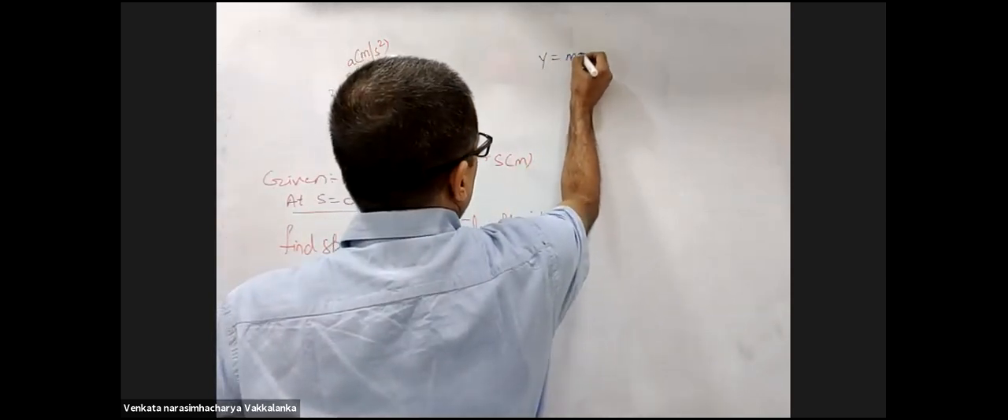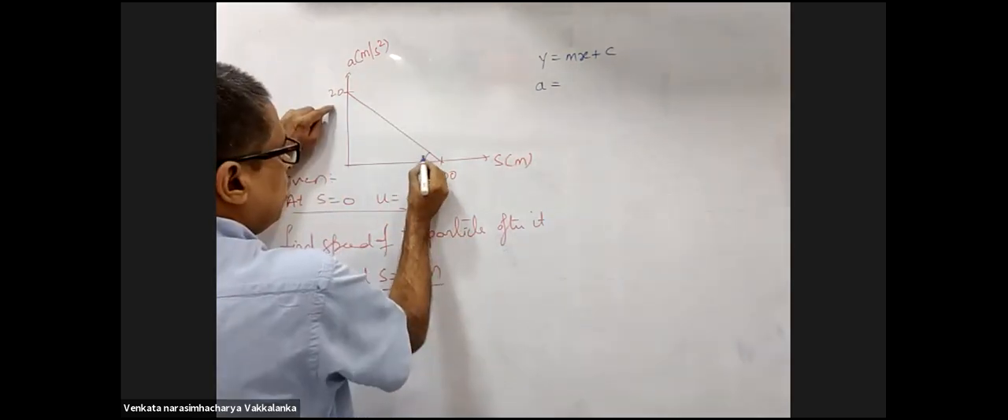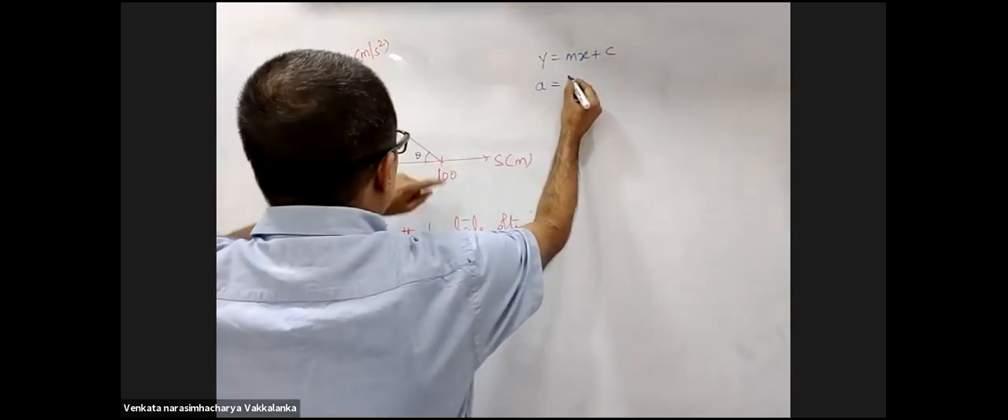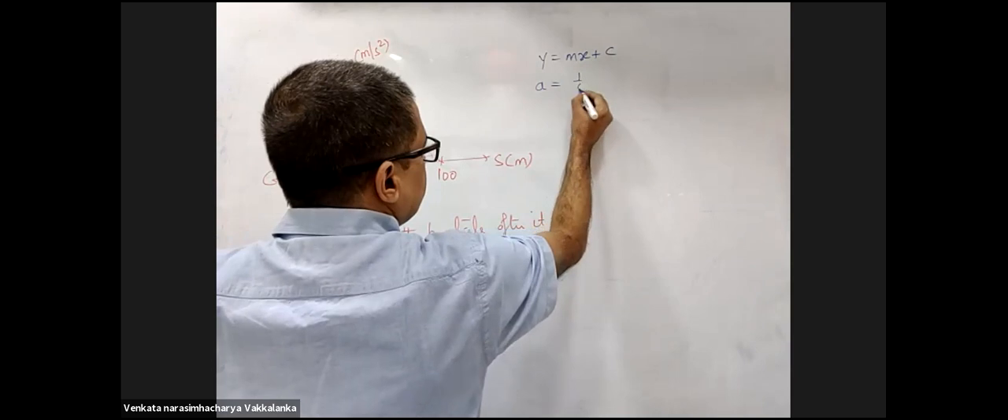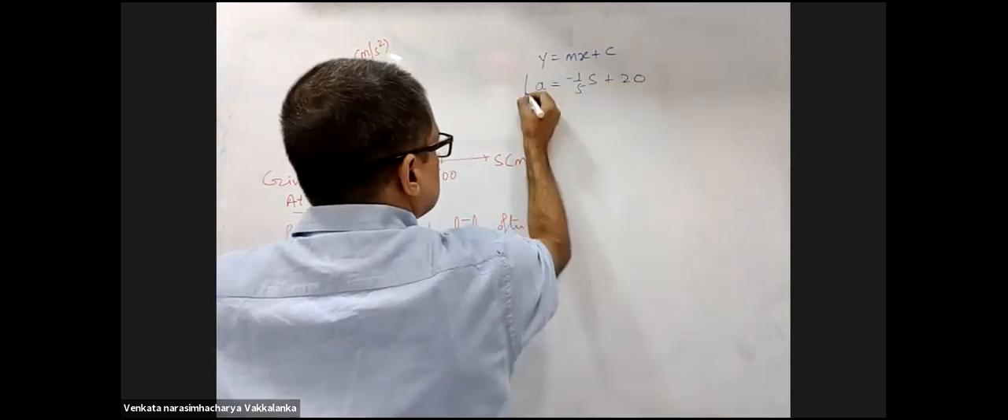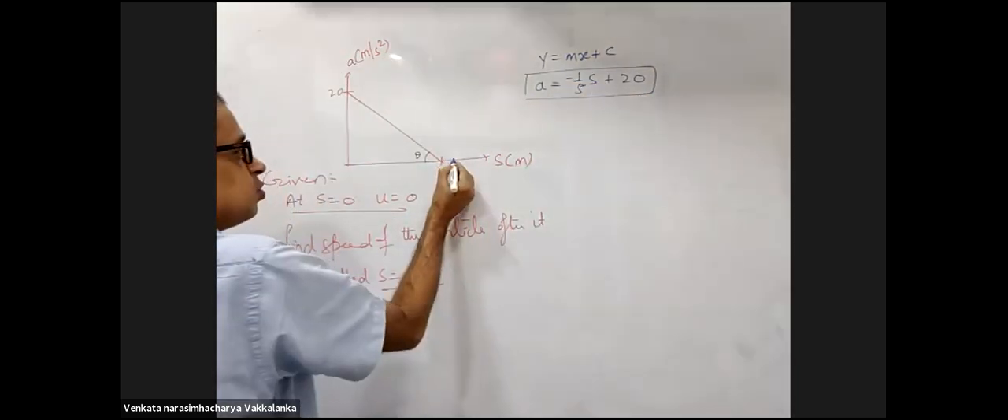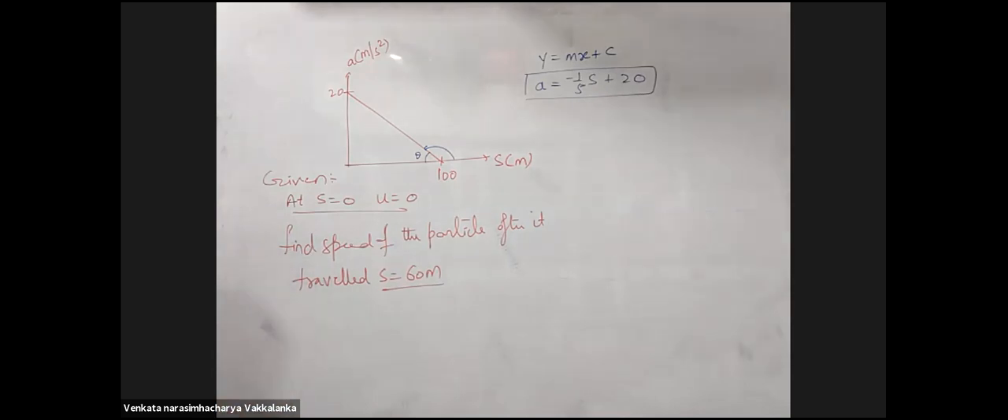y is equal to mx plus c. Acceleration will be, the slope of this line is 1 by 5 with a negative sign. See if you are convinced with this equation. Why did I put a negative sign in front of the slope? Negative slope, the graph is sloping downward. Tan theta is 20 by 100, minus 1 by 5.